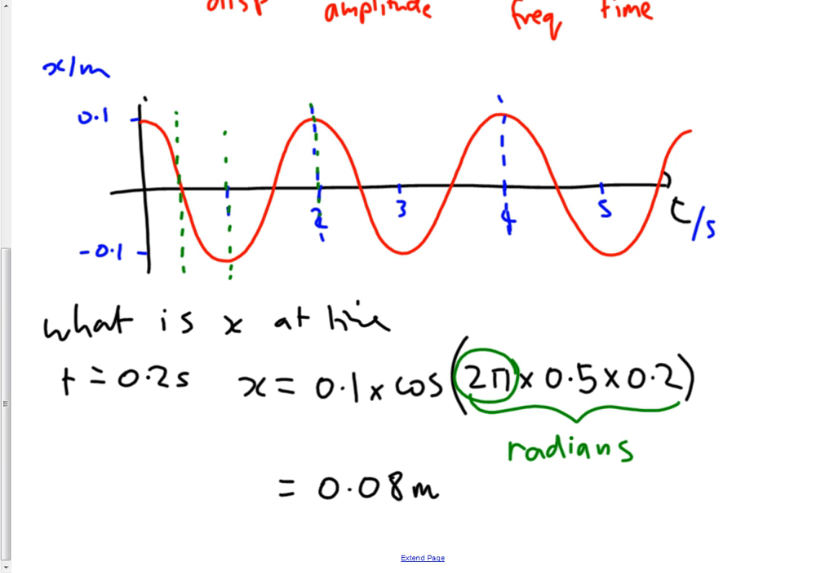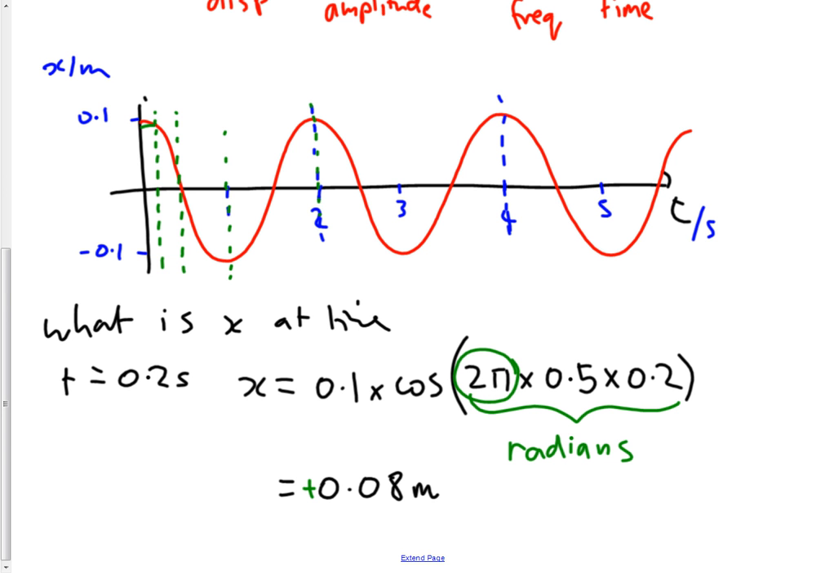Now if we were to just take a quick look on our little sketch graph, is that plausible? Firstly, this is a positive number, which is a positive displacement. Now if I were to guess where 0.2 would be, I would guess it's about here. Does that look like a displacement of 0.08? Yeah, not bad. I'm going to trust that.